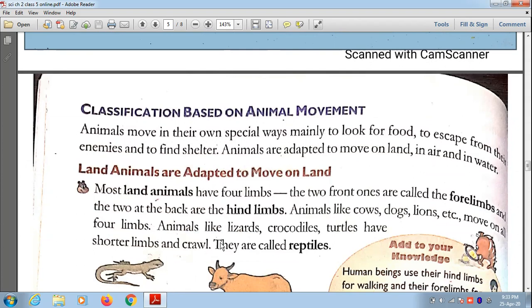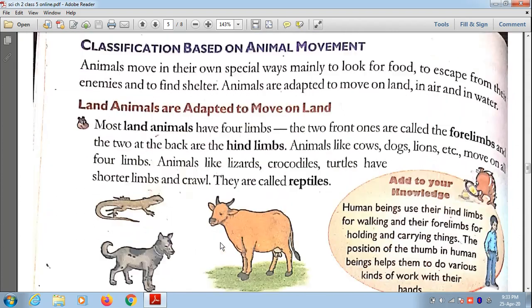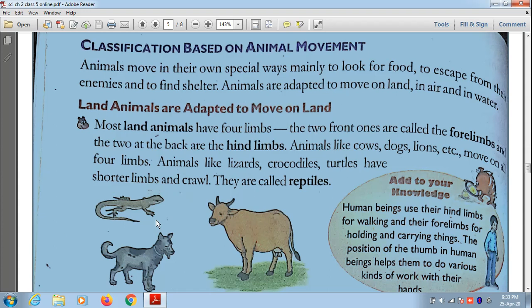Now, classification which is based on the movement of the animal. You all know that most animals move by their four limbs. Right? Like in this picture, a cow, a dog, and a lizard. The two front limbs are known as forelimbs, students, and the back ones are known as the hind limbs. Animals like cow, dog, and lion move on their limbs. Lizards, crocodiles, turtles have shorter limbs, so they crawl, and hence they are known as reptiles.